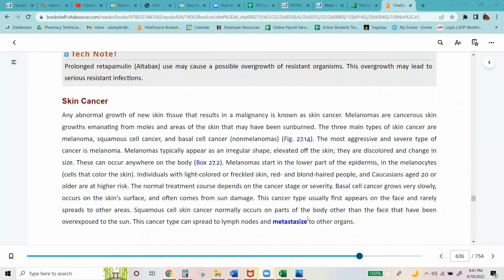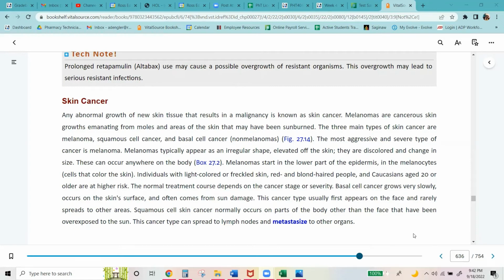Any abnormal growth of new tissue that results in a malignancy is known as skin cancer. Melanomas are cancerous skin growths emanating from moles and areas of the skin that may have been sunburned. The three main types of skin cancer are melanoma, squamous cell cancer, and basal cell cancer, which is non-melanoma. The most aggressive and severe type of cancer is melanoma.